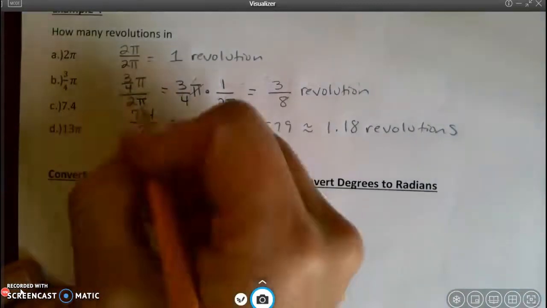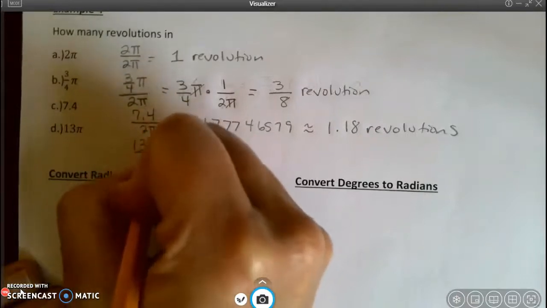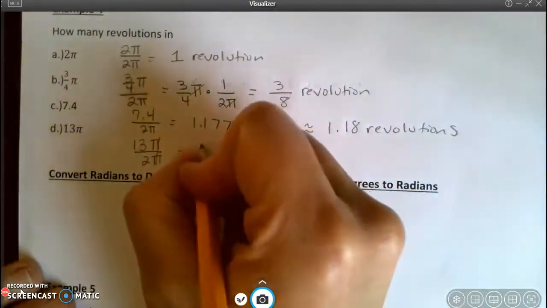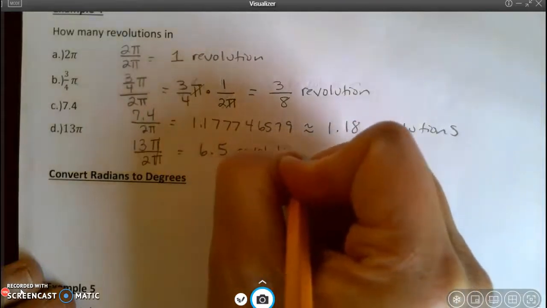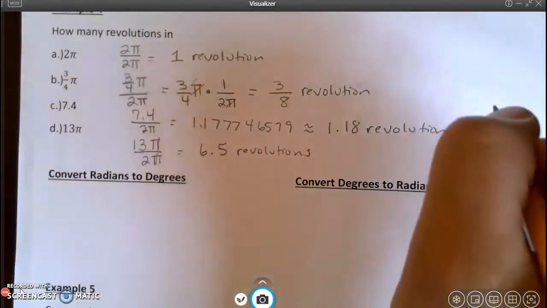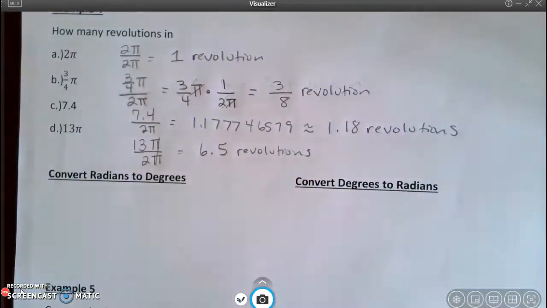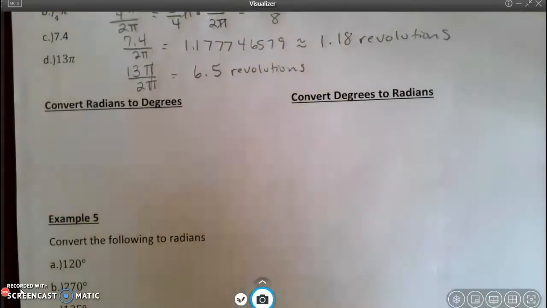Right, for 13 pi, I would take 13 pi divided by 2 pi. And I realize that the pi's cancel, and 13 divided by 2 is 6.5 revolutions. Now, because all of these are positive, I'm going to assume that all of these revolutions are counterclockwise. Right, so now let's talk about how we convert from radians to degrees. And then we'll also look at converting from degrees to radians.